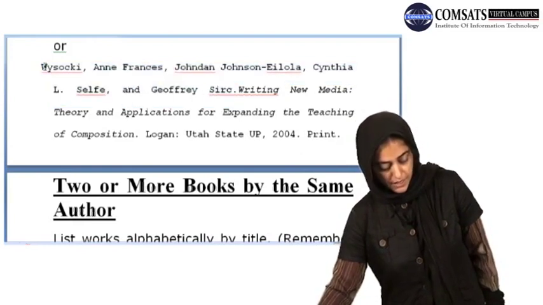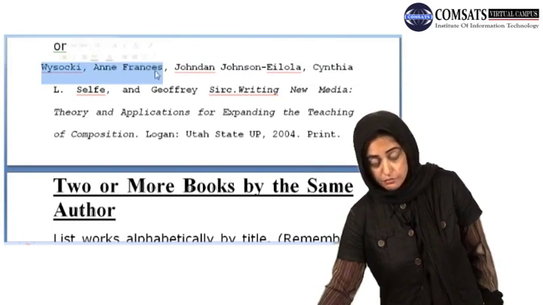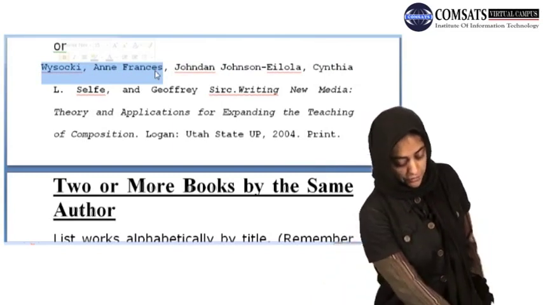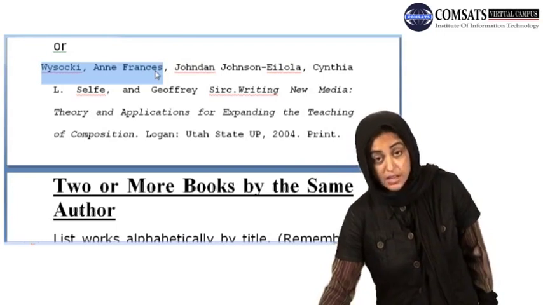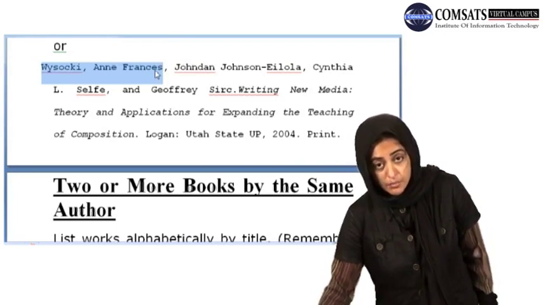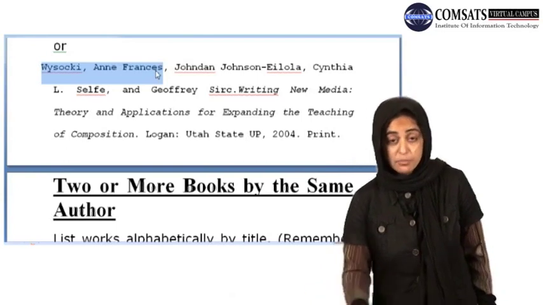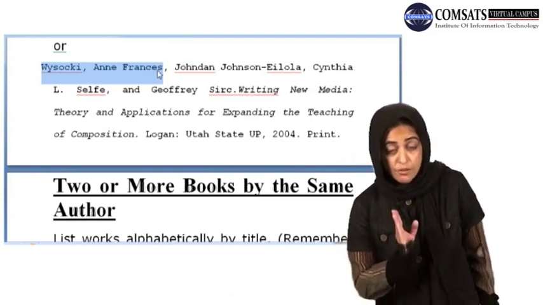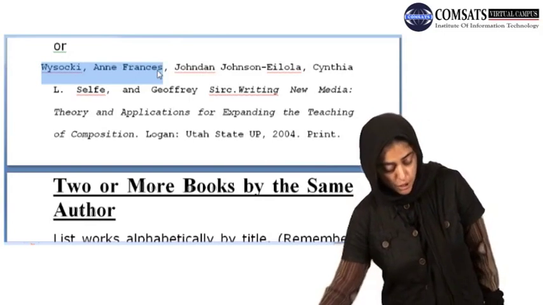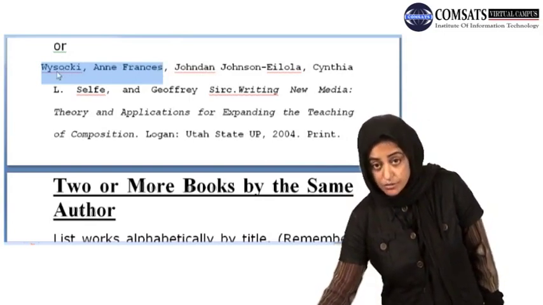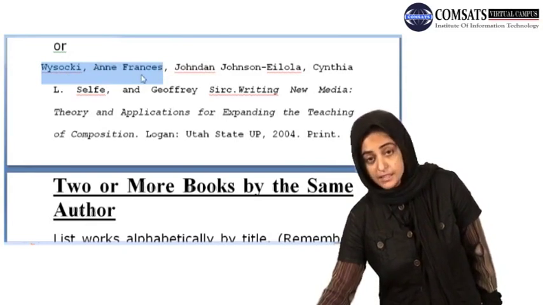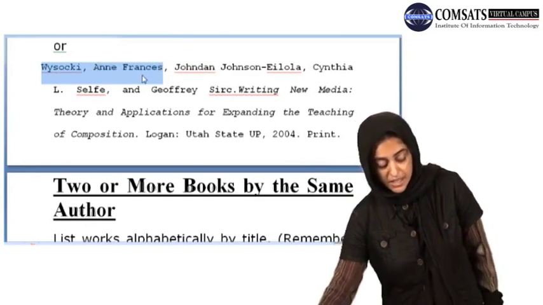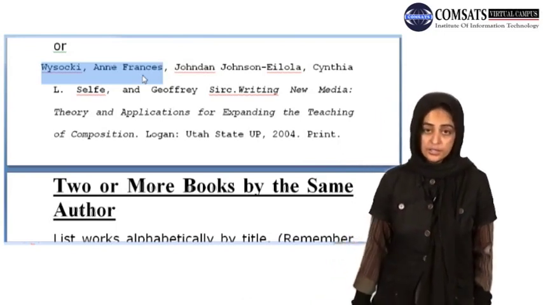Dear students, kindly have a look again. This first author is following the last name format for creating the reference of the first author of the book. Kindly have a look for the name of this first author: last name, first name. I again repeat, last name, first name format was followed. That means Viscosi is the last name of the first author, and Annie Francis is the first and the middle name. And the actual name is Annie Francis Viscosi.